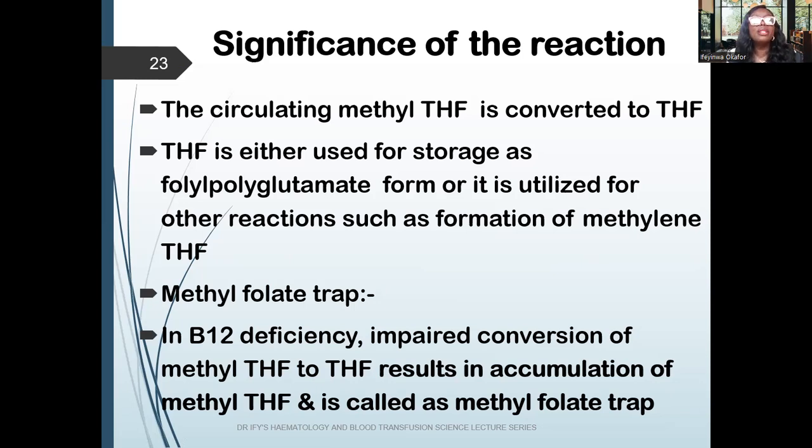Now, that is what we call methylfolate trap that occurs in vitamin B12 deficiency. In vitamin B12 deficiency, there is impaired conversion of methyltetrahydrofolate to tetrahydrofolate, which results in accumulation of methyltetrahydrofolate, and this is called methylfolate trap. So when B12 is not available to help in generating this active form of folate, methylfolate trap can occur, which, if you take it further, can also lead to a form of anemia that we are going to discuss later, megaloblastic anemia, and other disorders in the system.